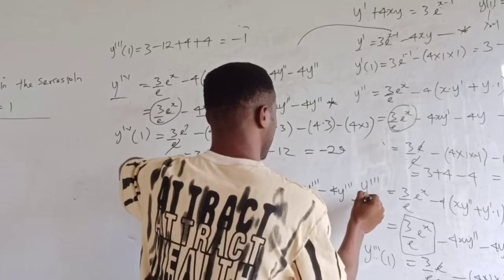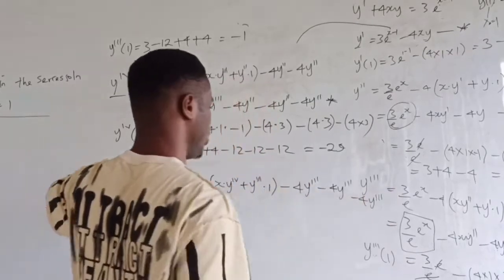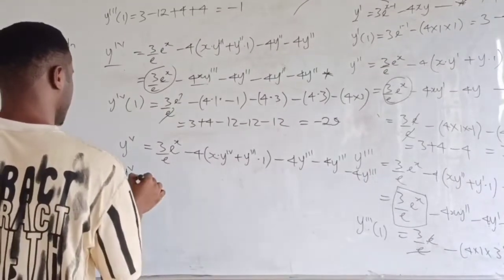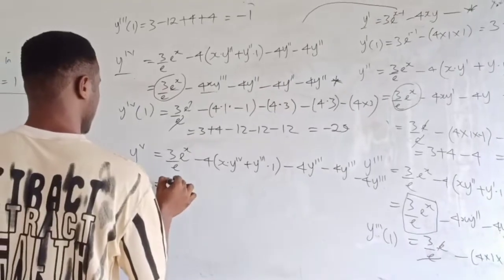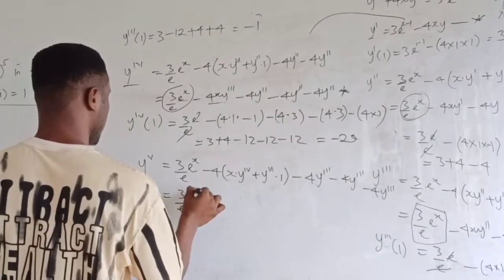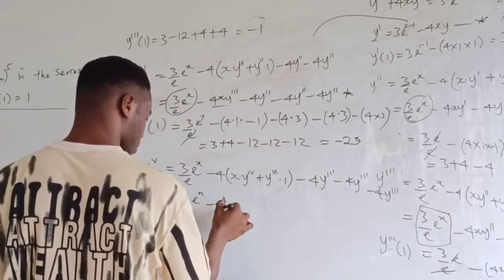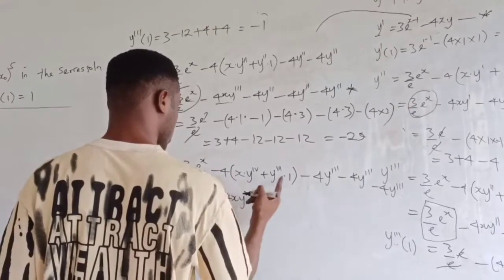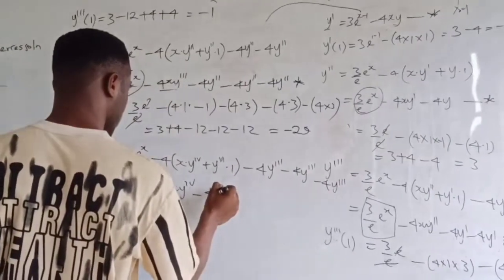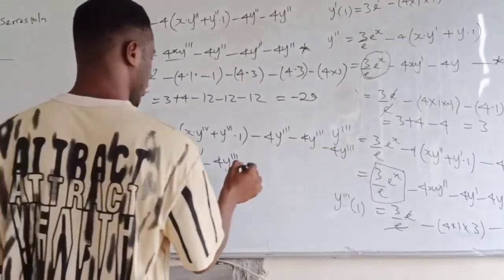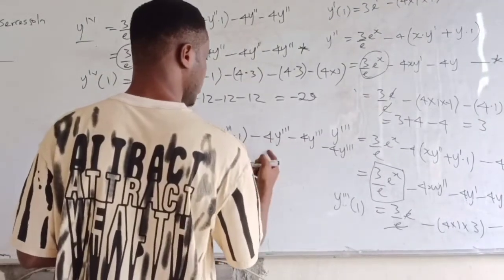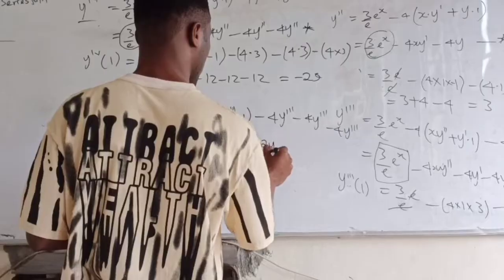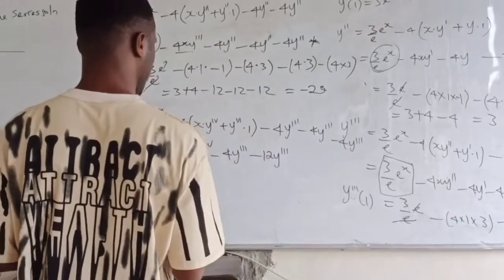y to the third differential and y to the third differential. Okay, by expansion, we have that y to the fifth power is equal to 3 over e to the x minus 4x y to the fourth differential minus 4y to the third differential. Of course, they are the same, so I can write negative 12y to the third differential.